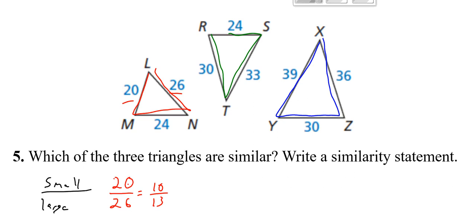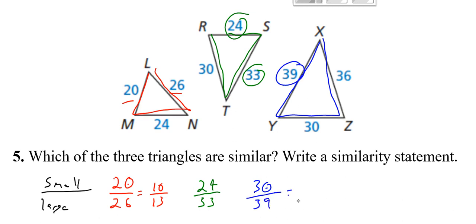Okay, for my green triangle, I'm going to look for my smallest side. My smallest side is 24. My largest side is 33. Okay, 24 and 33 are relatively prime, so that can't be simplified. So those can't be similar there. For my blue triangle, my smallest side is 30 and my largest side is 39. And 30 and 39 are divisible by 3, so I get 10 over 13.